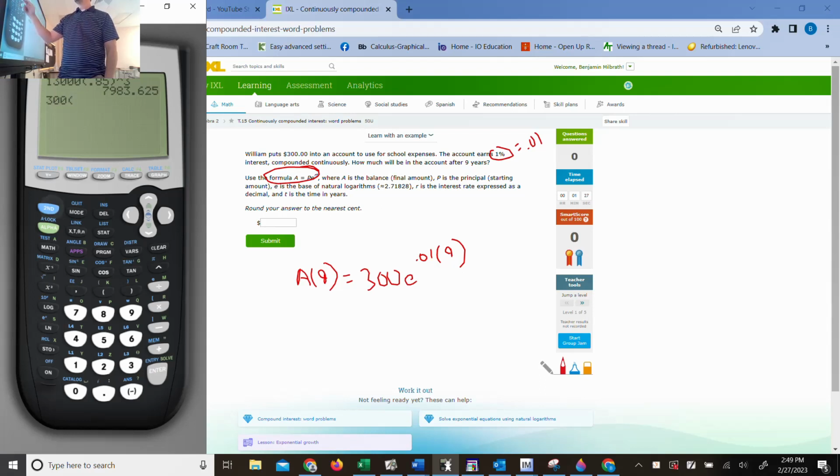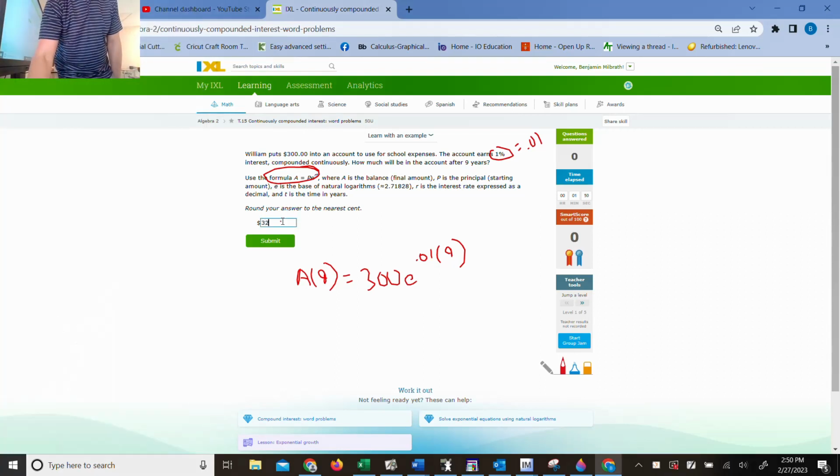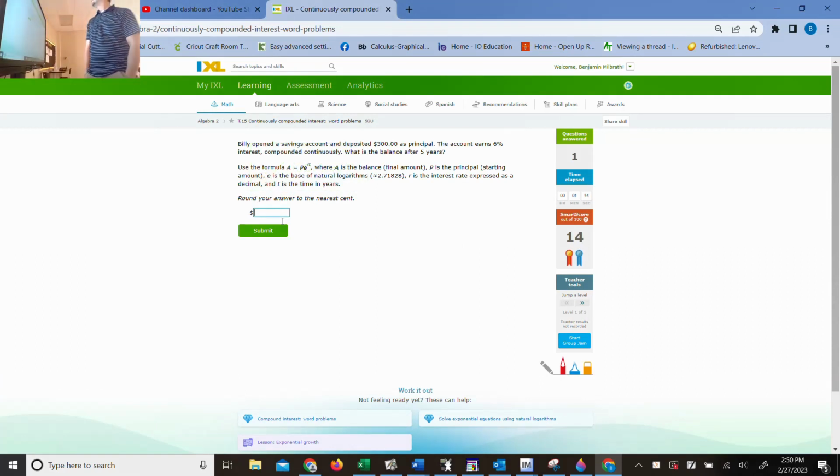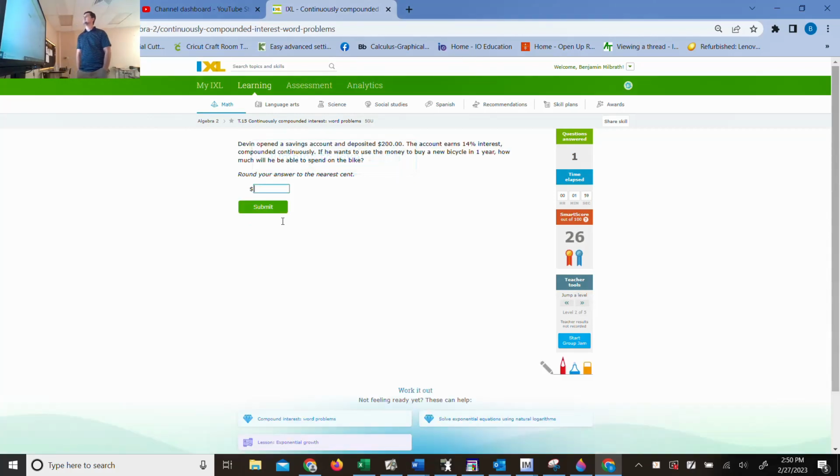E is going to be the second LN key, those of you that hadn't pushed the button. Now these older faceplates, they may or may not bring up a parentheses on you. Be careful about that. 328.25, nearest cent, right? 328.25. Correct. This is going to be no different, just a different R. Bump it up a level.